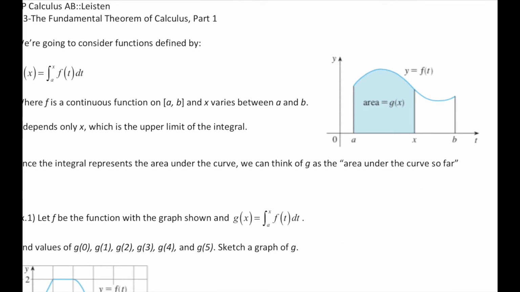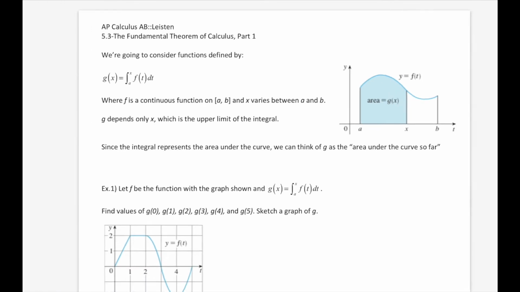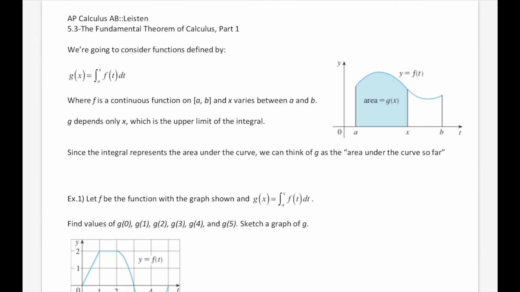So what that's saying is if we have some curve y equals f of t, then our area function is from a up to whatever value x is, where f is a continuous function over some a and b. That x value is somewhere in between. So g of 1 would be like the area from a to 1. G of 2 would be the area from a to 2. G of 17 would be from a to 17, or whatever that might be. So the function g depends on x, which is the upper limit of our integral, right there.